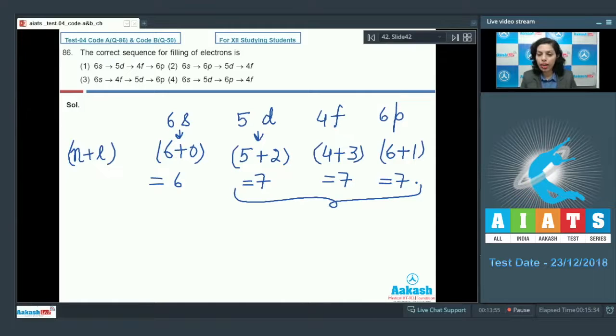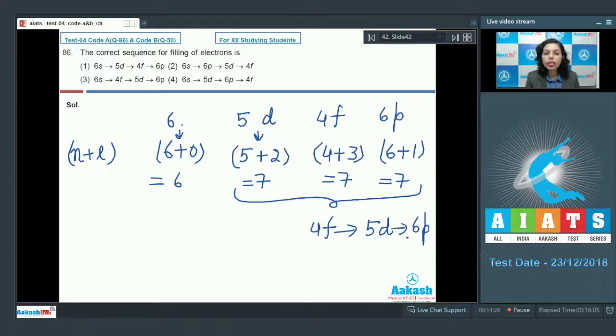Now what would be the order? In that case, we have to consider the n value. The orbital with less n value would be filled first. So which of them has the less n value? In case of 4f, the n value is least. While if we talk about 5d, it has more n value as compared to 4f, but it has less n value as compared to 6p. So first 4f would be filled, then 5d would be filled, and then 6p would be filled.